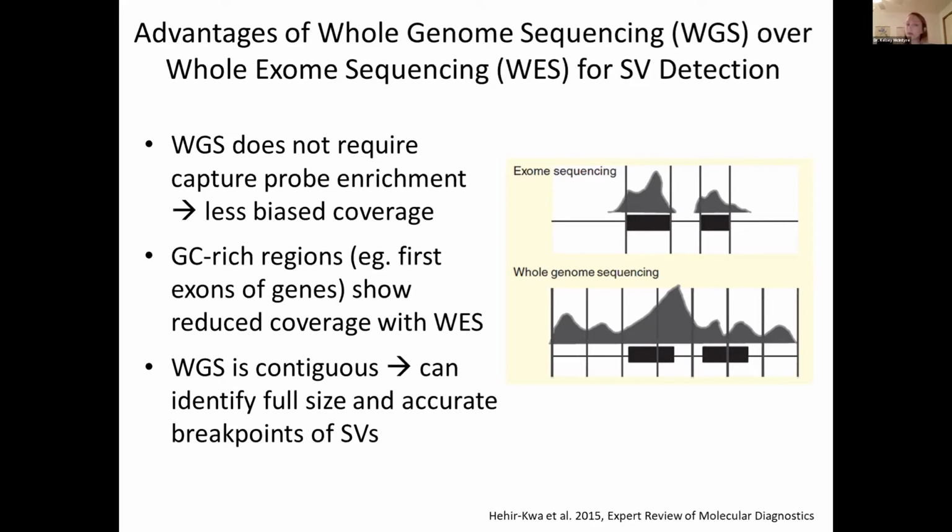And then finally, pretty obvious, whole genome sequencing is contiguous. So you can identify the entire size and breakpoints of your structural variant, knowing exactly where the break is. And sometimes the breakpoint is critical, because you could see alterations over the top of a couple of exons, but it may actually be that the breakpoint falls in a critical regulatory region, and that could be what's clinically significant.